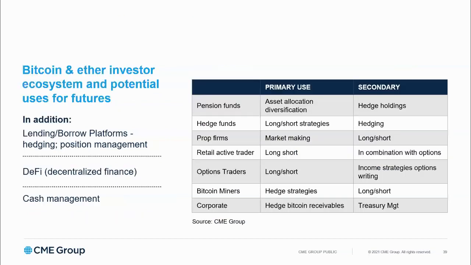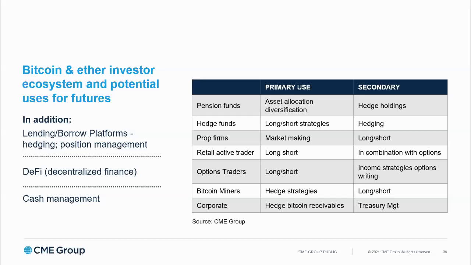So let's take a look at all the different segments and all the different market participants that are using our Bitcoin futures today that we think are going to use our micro Bitcoin futures as well, and how those different traders are using these products. So when you look at the pension funds, they're coming to us and they're trading cryptocurrency for asset allocation and diversification, but also to hedge some of their cash holdings.